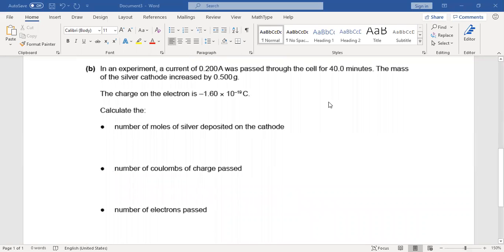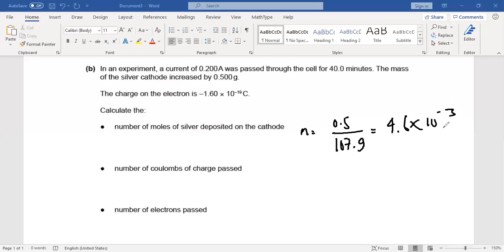Next, in the experiment we have a current I of 0.2 A passing for 40 minutes, and the mass of the silver cathode increased by 0.5 grams, and the charge of an electron is minus 1.6 × 10^-19 coulomb. So how do we calculate the number of moles of silver? Mole equals mass divided by Ar, so 0.5 divided by 107.9. Using my calculator, I get 4.6 × 10^-3 mol.